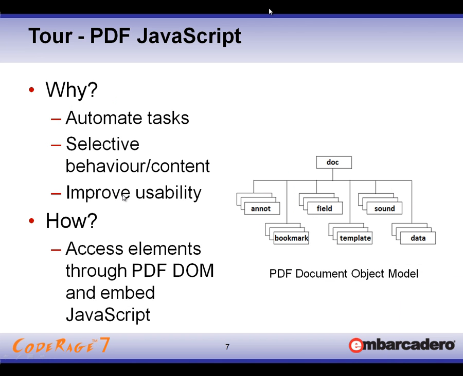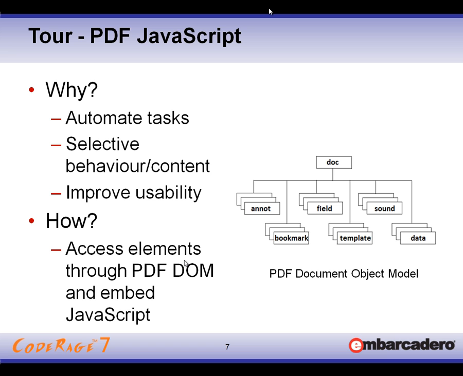We may want to selectively enable some content on the PDF. So the PDF may be a questionnaire where, based on some questions or the input to some questions, we want to enable some other questions on the PDF. We can do that using JavaScript. We can also improve the usability of the document. For example, we can set up the formatting of fields. We can set up fields that calculate automatically and so on. Okay, so how is it done?